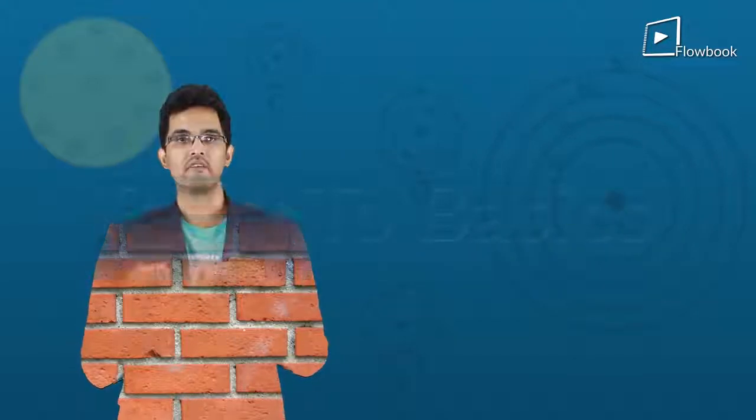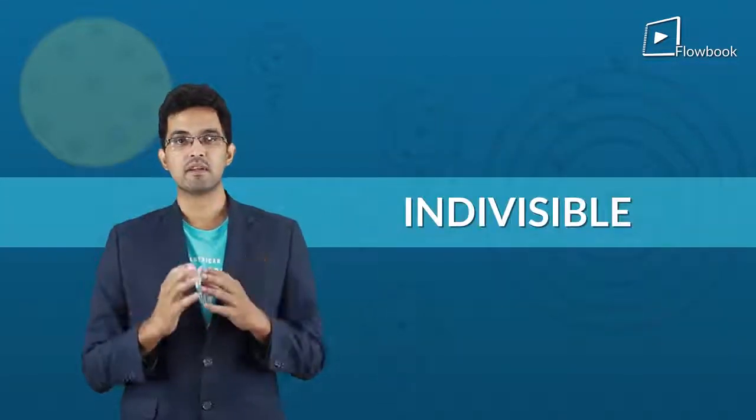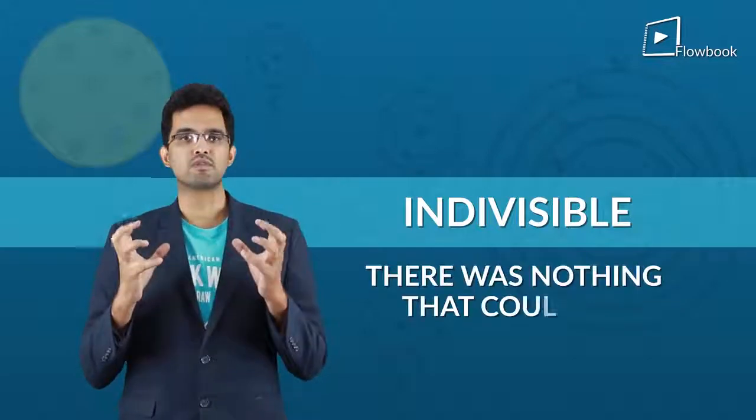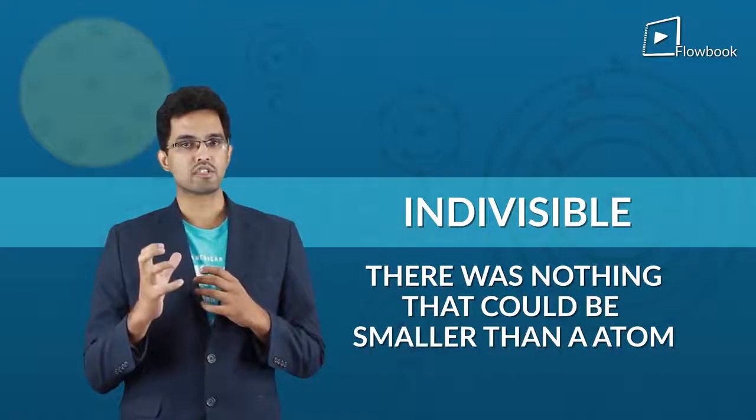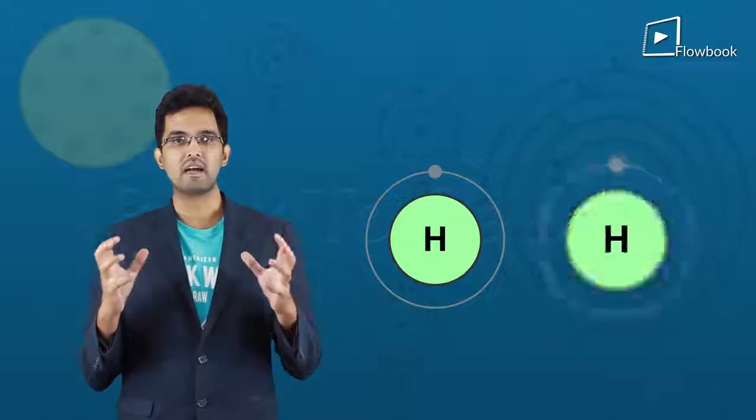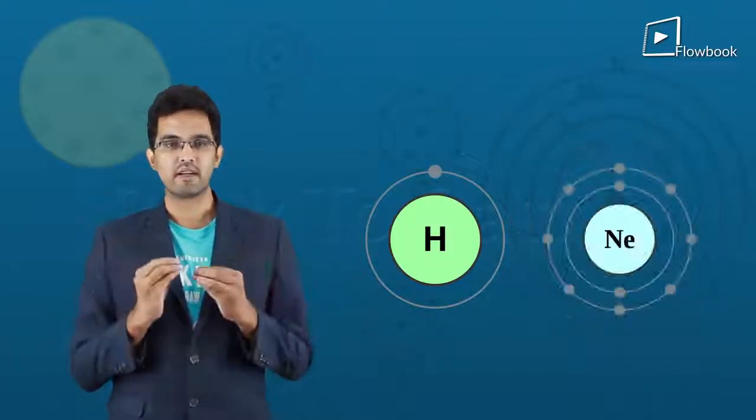It all started when Mr. John Dalton proposed the first modern atomic theory. According to his theory, atoms were considered to be indivisible. That is, there was nothing that could be smaller than an atom. He also said that the atoms of an element are identical, and that the atoms of different elements were different.